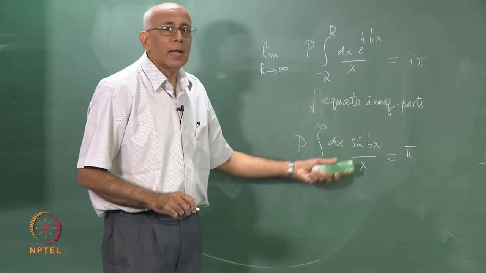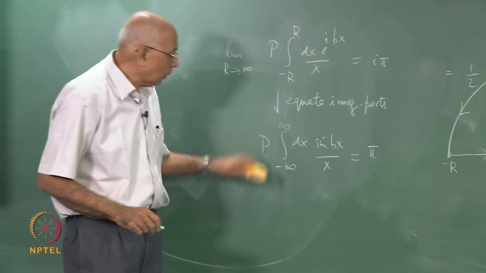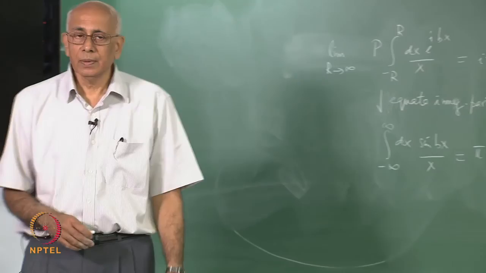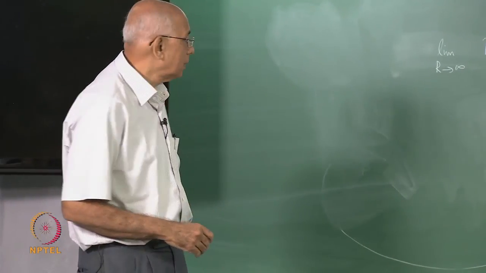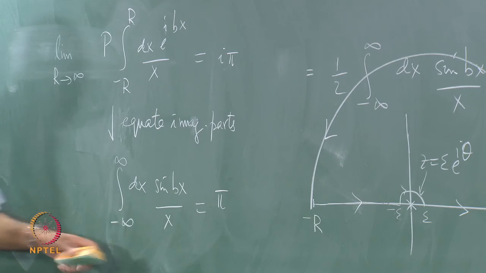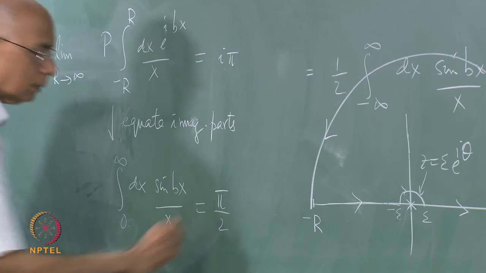But there is no singularity at x equal to 0 in the imaginary part. So I do not need the principal value, it is the same as the integral itself. Okay. And this is an odd function. So the integral from 0 to infinity is pi over 2.